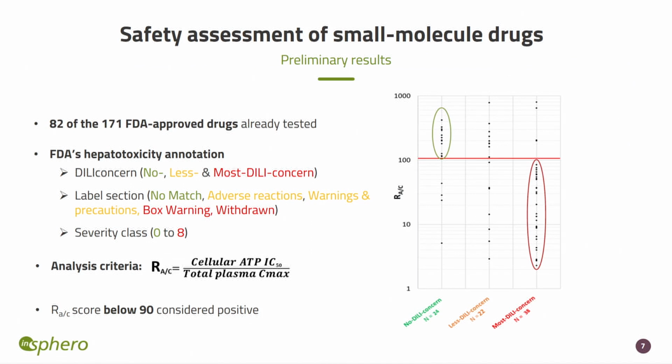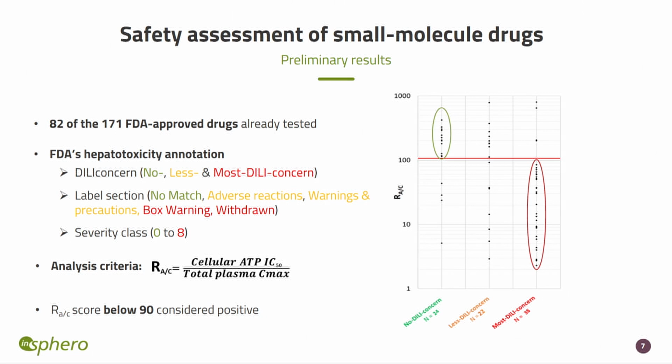The FDA hepatotoxicity annotation consists of 3 different lists. We have the DILI concern listing with no, less, or most DILI concern. We have a label section of no match, adverse reaction, warning and precaution, box warning, or withdrawn. And the last list is severity class. We then analyzed the data, normalized the ATP IC50 value to the total plasma Cmax, and plotted the experimental data against these different label sections.